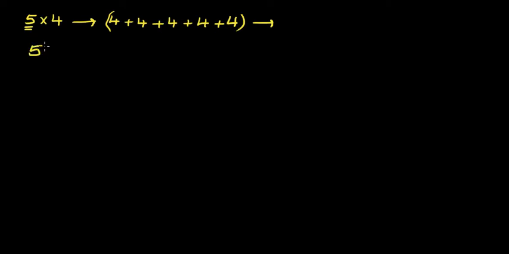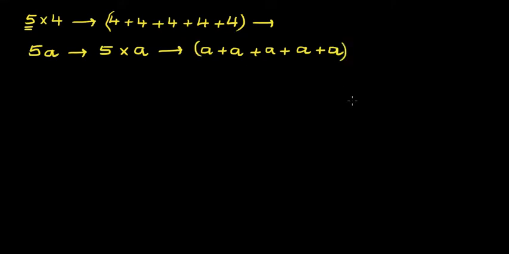If you write 5a, this has got two meanings. Of course, this is 5 times a. And this also means you've got 5 lots of a. That means you're adding a 5 times. This is what makes students find algebra difficult, because they don't understand this fact. You can write it two ways. So 5a is 5 times a, or 5 lots of a.